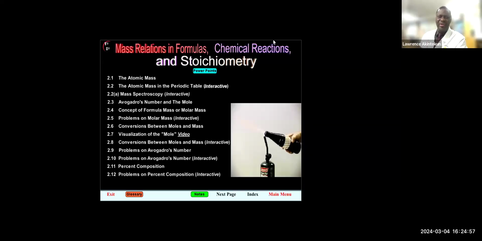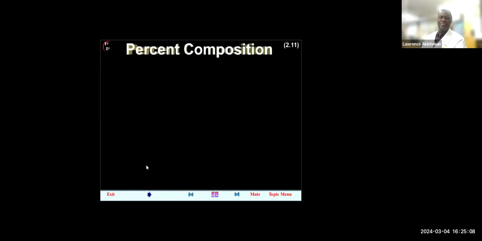Hello, students. Today we are going to look at percent composition, and we're going to do some calculations on that. So let's get started. The percent composition of a compound is the mass percent of the elements present.